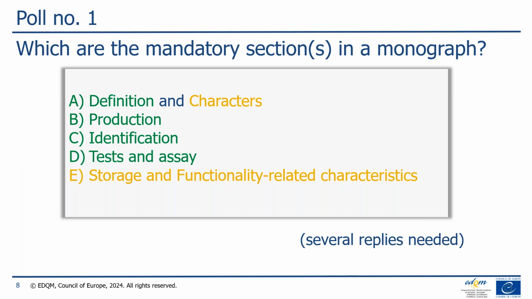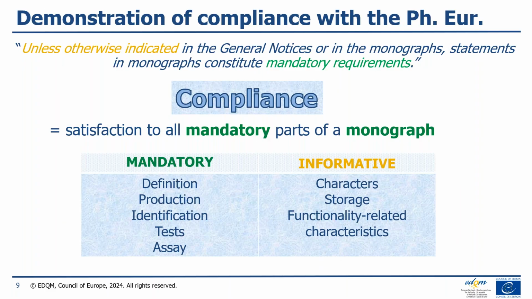Let us see now the answers. All the sections that you see in green are mandatory. These are definition, production, identification, tests, and assay sections. However, there are informative sections, and those are given in orange: character, storage and functionality-related characteristics. Please remember that in order to demonstrate compliance with the European Pharmacopoeia monograph, you have to satisfy all mandatory parts of a monograph. The informative sections are not an analytical requirement.